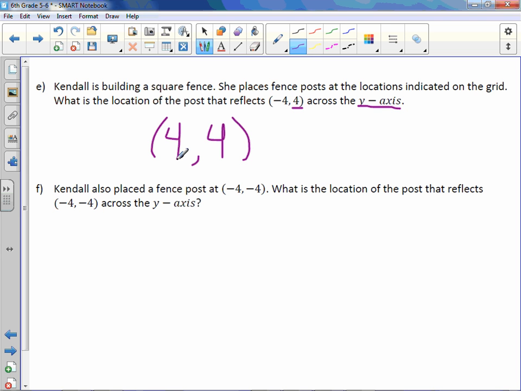Letter F, Kendall also placed a fence post at -4, -4. What is the location of the point that reflects -4, -4 across the y-axis? Again, my y-coordinate remains the same, but my x-coordinate changes to its opposite. And remember, x, y.